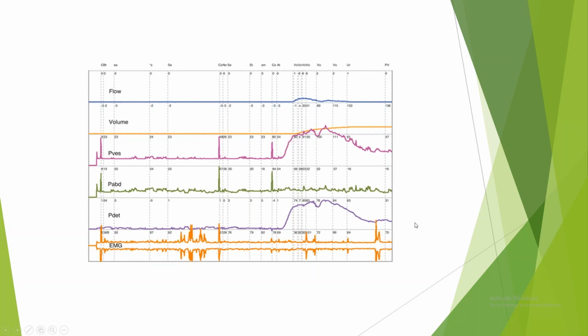So here you can't say it is a detrusor overactivity because it is in the voiding phase. It is not in the filling phase.